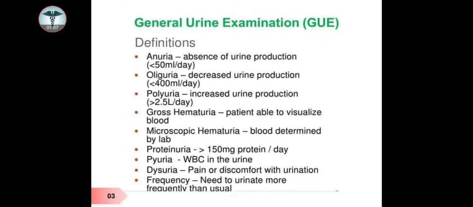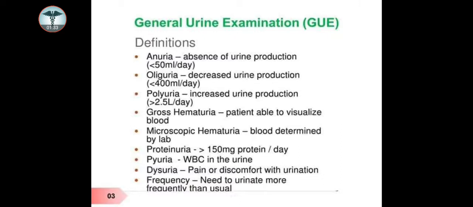Now we are going to discuss some of the terms. Anuria means the absence of production of urine, which is less than 50 ml per day. Oliguria is the decreased production of urine, i.e. when there is production of urine less than 400 ml per 24 hours. Polyuria is increased production of urine, which is greater than 2.5 liters per day.